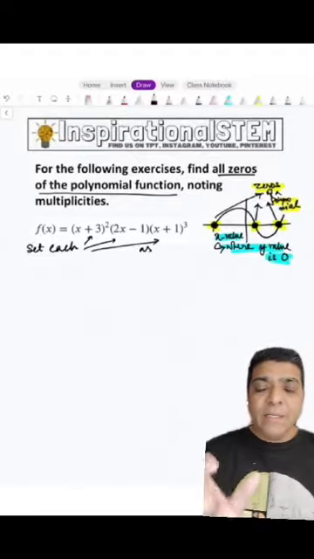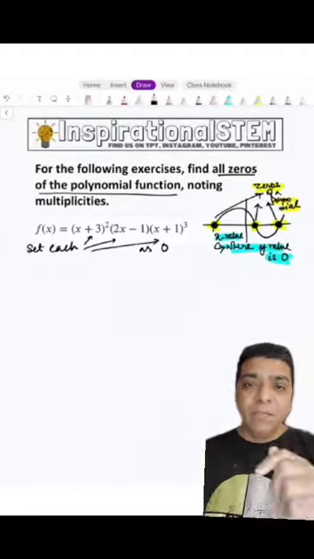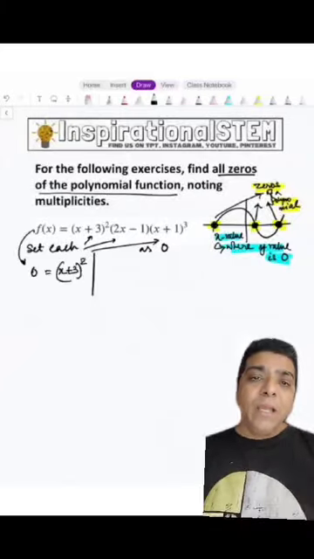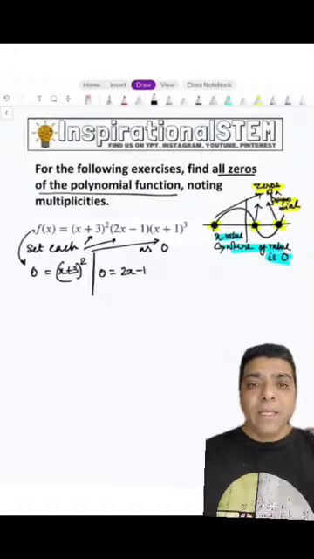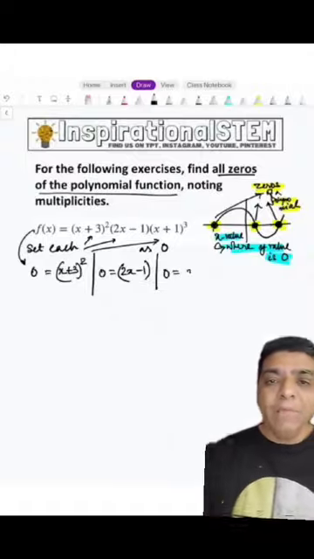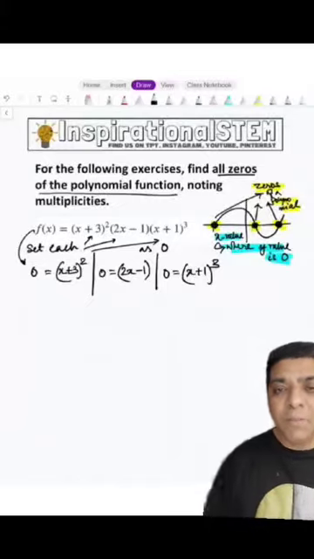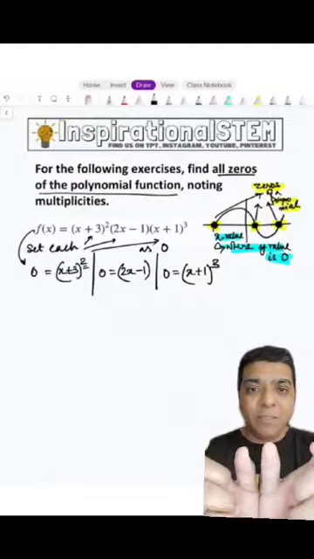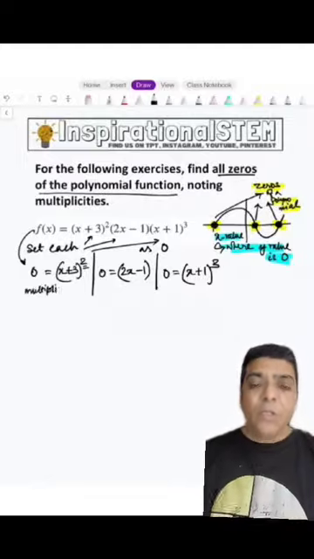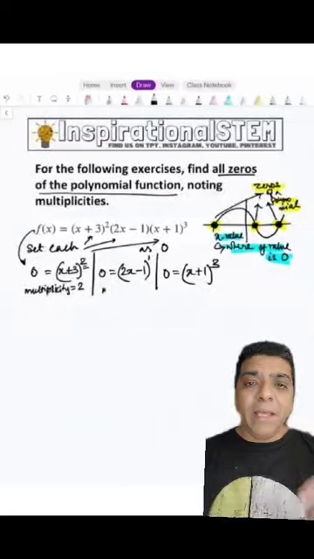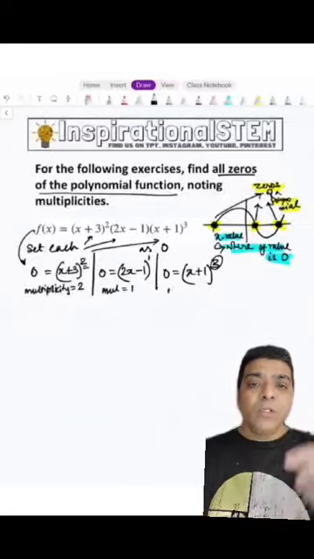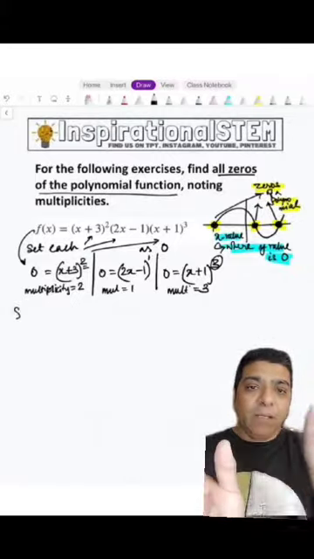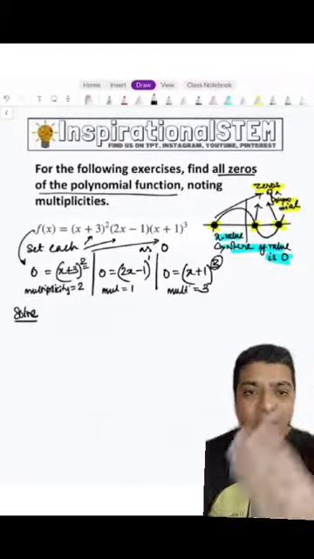So in this case, in our problem, let's set each of those equal to 0. (x plus 3) squared equals 0, 2x minus 1 equals 0, and (x plus 1) cubed equals 0. Okay, when we do that, let's take a look at the multiplicity. For the first one, x plus 3 is being multiplied twice, x plus 3 times x plus 3. So the multiplicity is 2. For the second one, 2x minus 1 is just once. So multiplicity is 1. And for the last one, x plus 1 times x plus 1 times x plus 1. So it's whole cubed, so multiplicity is 3.